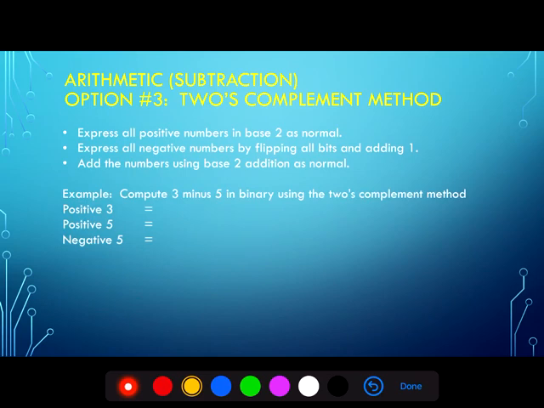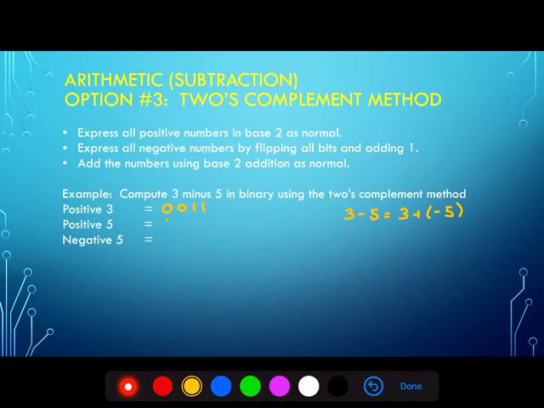Now let's take a look at an example of actually doing a subtraction operation using the 2's complement method. Here we're going to take 3 minus 5, and that's equivalent to 3 plus negative 5. So let's do the conversion first before we perform the addition operation. Positive 3 is just 0, 1, 1, but we'll have to have that extra bit to express 5. We need 4 bits to express the numbers 5 and negative 5.